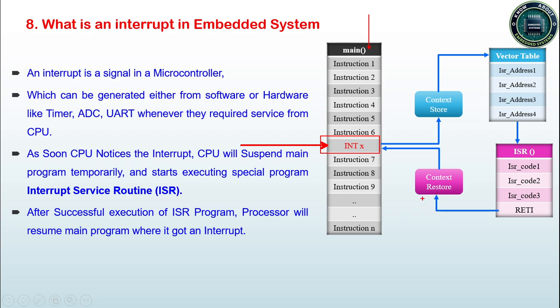Again, context restore will happen. Again, it will resume back to the main program. So after successful execution of the ISR program, the processor will resume the main program where it got the interrupt. So if you explain this much, with this concept, that will be more than enough to understand interrupts. I hope this is also clear.